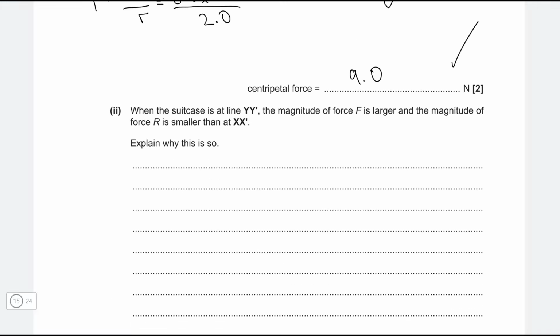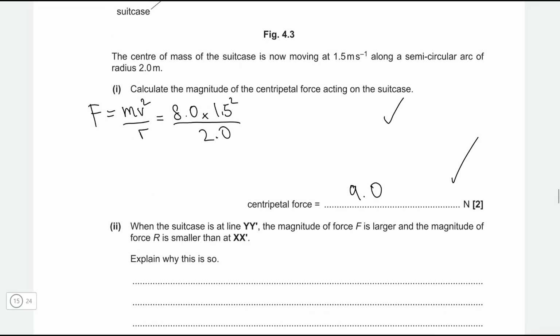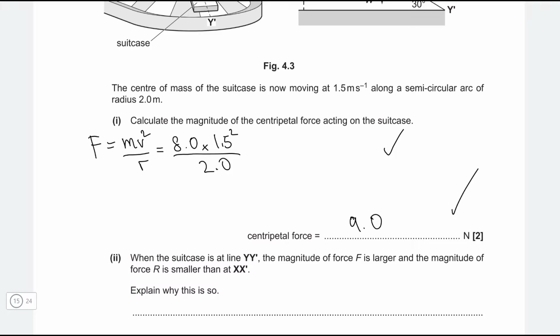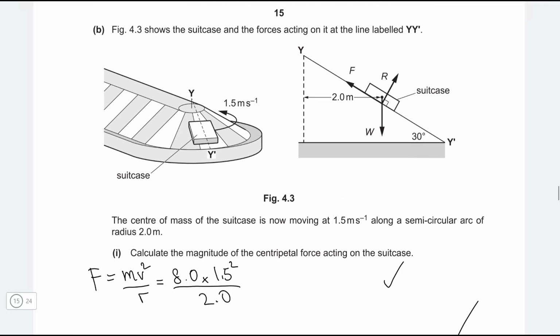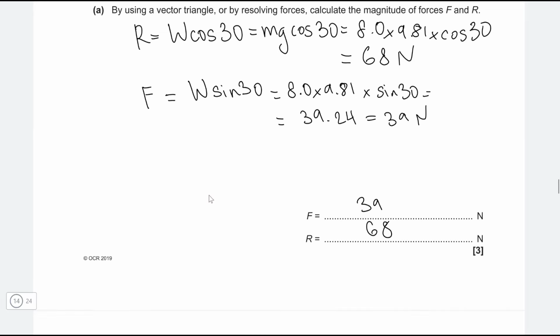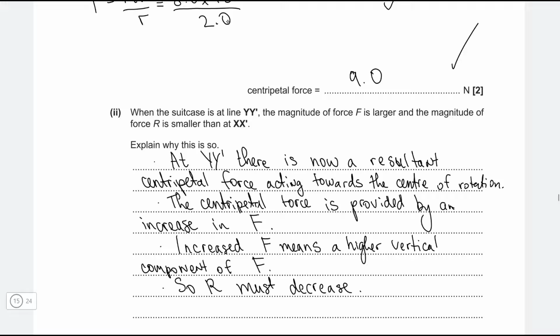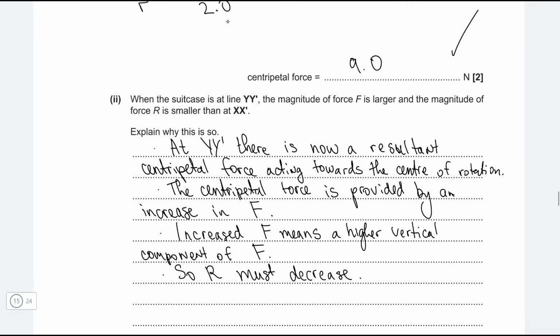Okay, next part, when the suitcase is at line YY, the magnitude of the force F is larger, and the magnitude of R is smaller than the other line, XX. Explain why this is so. Okay, well, you have this line over here compared to the previous line over here. So why is that the case?